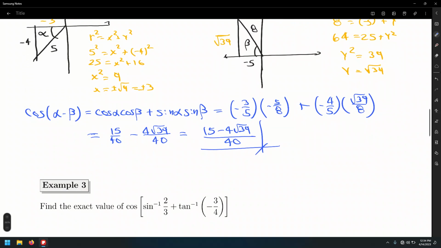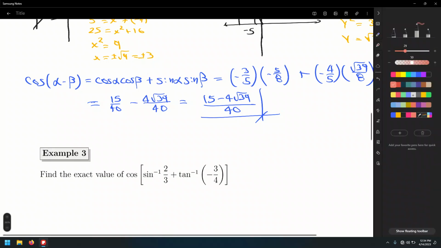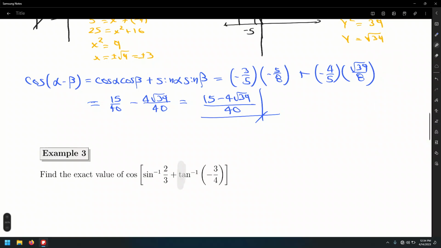Okay, so let's see what's next. Example number 3. Find the exact value of this humongous madness here: cosine of inverse sine of 2/3 plus tangent inverse of negative 3/4. You might remember how we evaluated something like this.